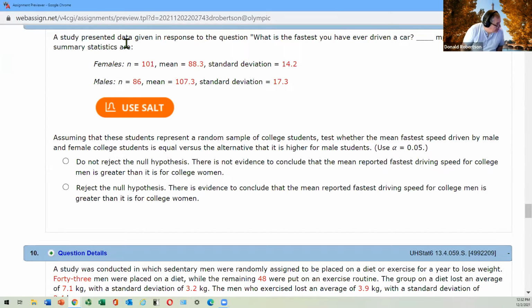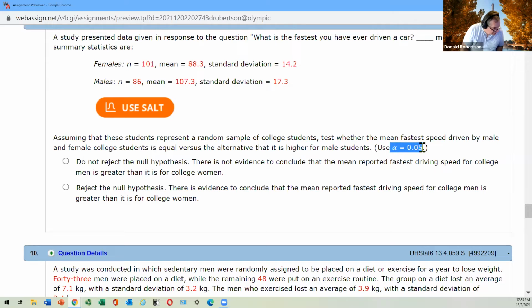A study presented data given in response to the question, what's the fastest you've ever driven? In the females, there were 101. The mean was 88.3. The standard deviation was this guy. 86 males were asked the question. This was the average that they had said. Standard deviation is that. Superficially, would you agree that it looks pretty clear that males go faster than females? Which wouldn't surprise me in real life.